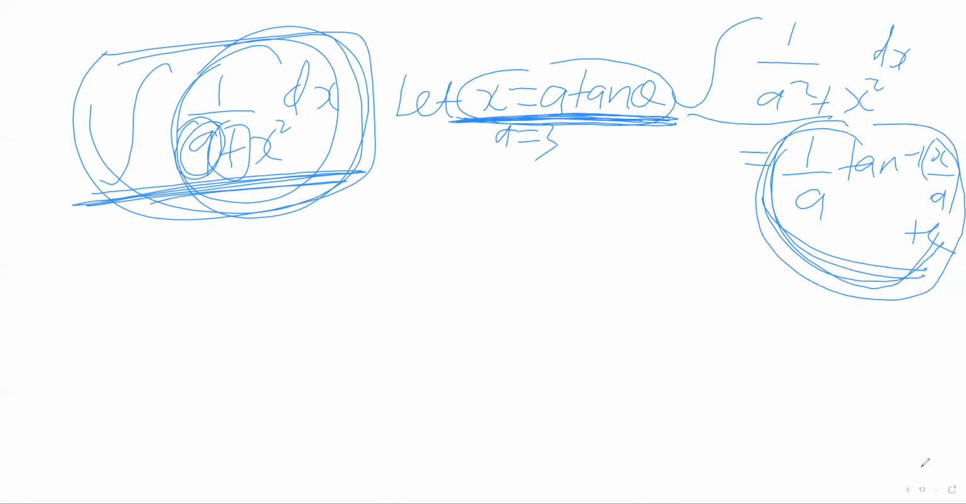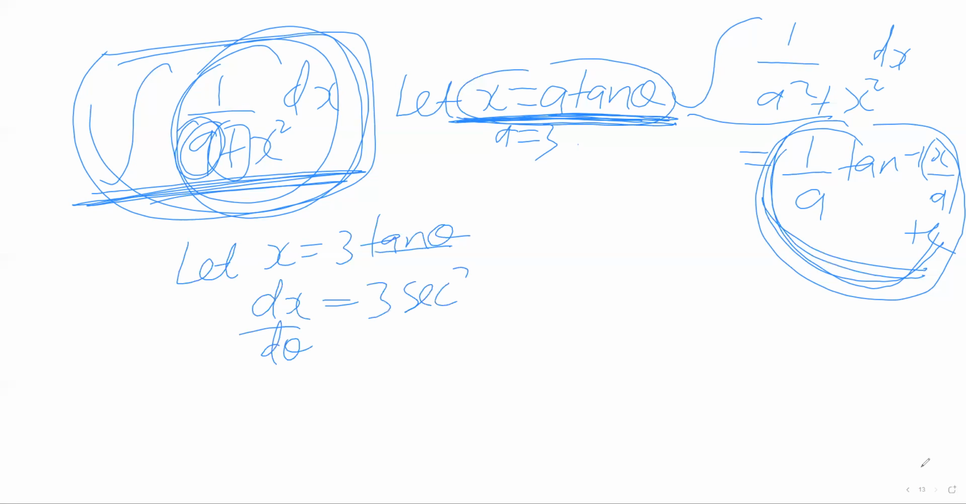Like in our case, a is 3. So I let x be 3 tan theta, and I differentiate this with respect to theta. Remember, the derivative of tan is sec squared. So this is 3 sec squared theta. And then I want to have the dx there, so I make dx the subject of the formula, which will be 3 sec squared theta d theta, right?